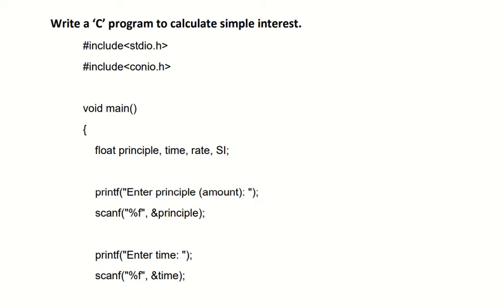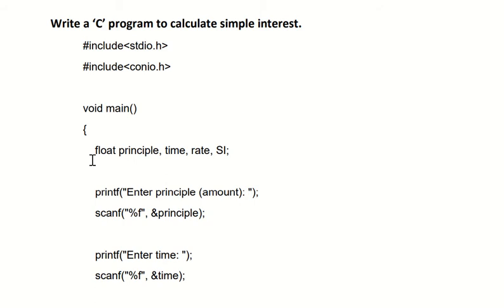Hello everyone. Today's topic is to write a C program to calculate the simple interest. Again, it is a basic mathematical calculation. If I want to calculate simple interest, then we require three things. First is the principal amount. That is the first thing. Then second is the time, and the third one is the rate.